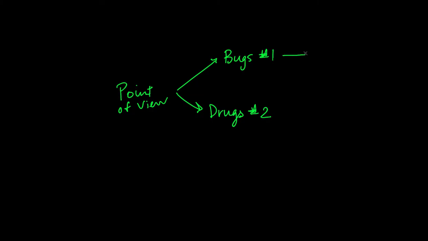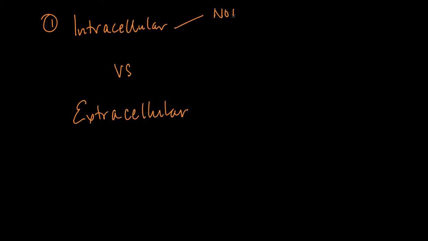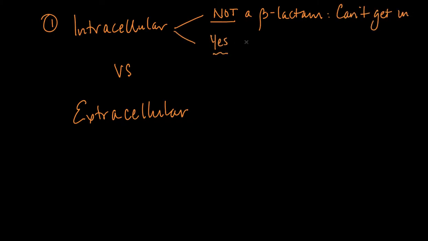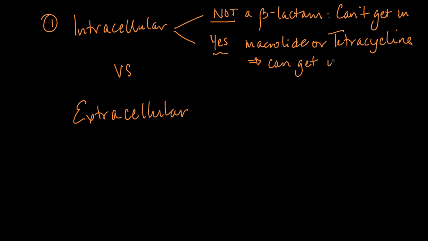As you know, there are many ways you can classify bacteria, but for our purposes, we are going to categorize them in 5 different ways. The first classification is intracellular versus extracellular. For intracellular bacteria, there are 2 things to remember. First, you are not going to use beta-lactams because these drugs won't penetrate the host cell. Second, you are going to use doxycycline or a macrolide. These are broad-spectrum drugs, so give you good coverage, and they can find their way into the infected host cells.